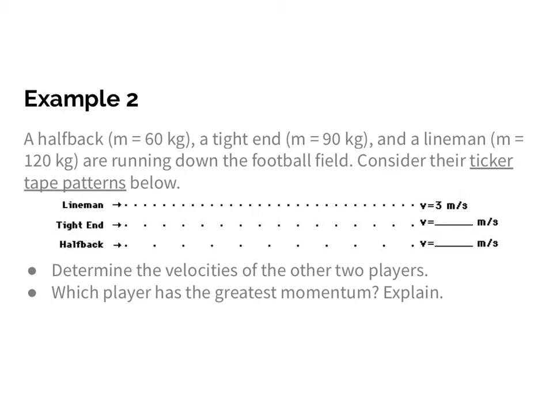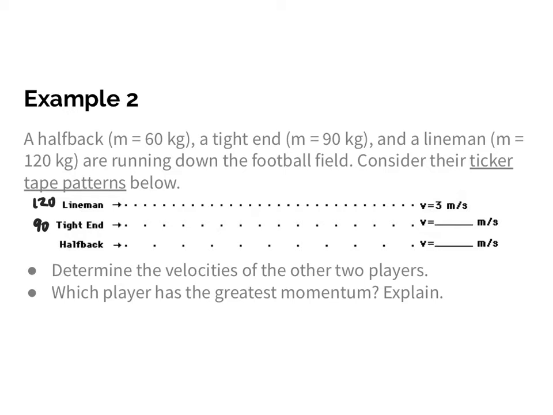So let's say here I have this ticker tape, again, with these dot diagrams that's going to show how these objects are moving. Spacing between the dots for all 3 you'll see is the same, consistent, so that means they're all moving at a constant speed. But you notice that the spacing for each individual person is a little bit different. So based on the spacing, the lineman's speed is told to be 3. So based on this, if we have a tight end, comparing the mass, we know the lineman's 120, the tight end's 90. If this person is smaller mass, probably going to move a little bit faster.